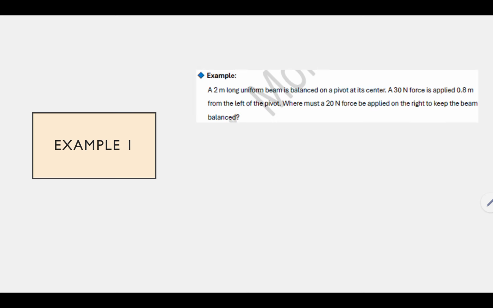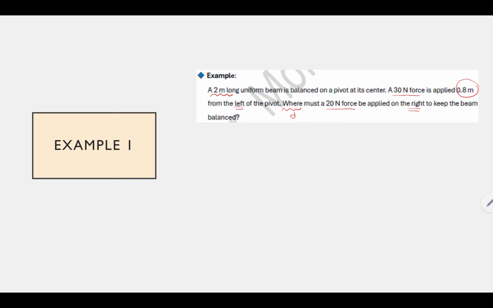Pause the video, try it on your own, and unpause to check your answer. A 2 meters long uniform beam is balanced on a pivot at its center. So the whole thing is 2 meters long. A 30 Newton force is applied 0.8 meters from the left, where 20 Newtons force is applied on the right. Where must it be placed? So they want the distance.